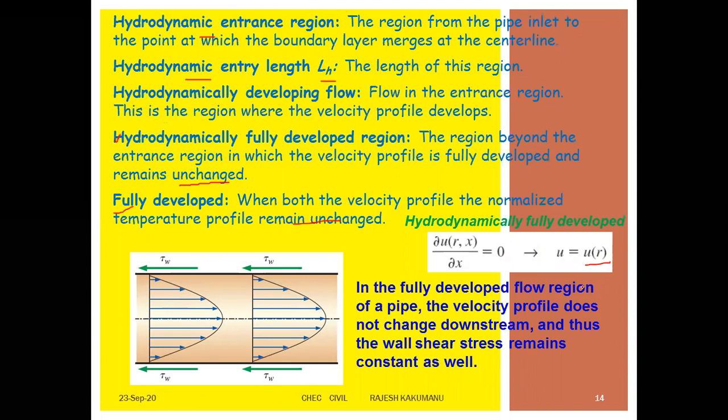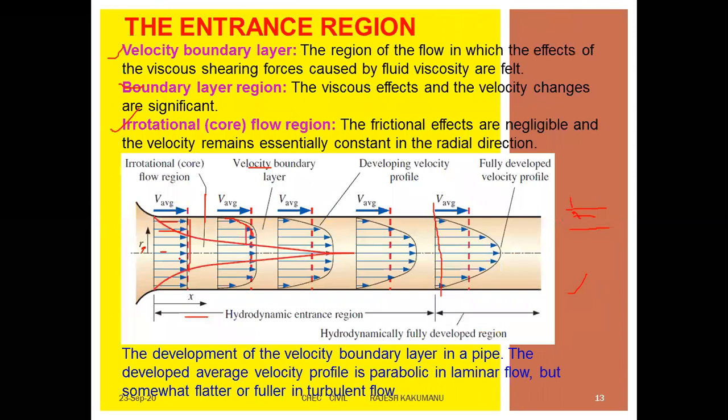In the fully developed flow region of the pipe, the velocity profile does not change downstream, and thus the wall shear remains constant as well, right? See here, the velocity profile does not change with the downstream. Upstream means, from here it is going to the other side, so that's why this side is the downstream. Okay, next.